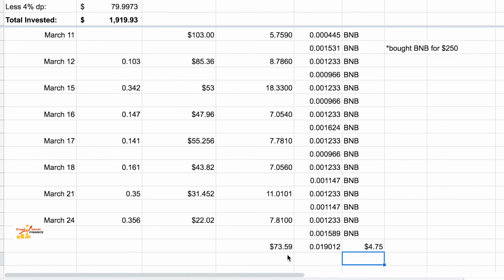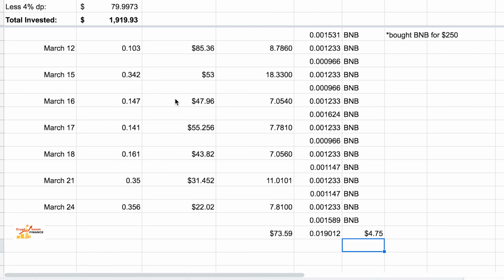So from this 73.59, we still have to minus the $4.75. And yeah, that would be about the amount that I have gotten back so far. So after 2 weeks, I've not actually been able to get back my 4% deposit fee. So it's going to take, I think, maybe 2 to 3 more days before I actually start earning any income.